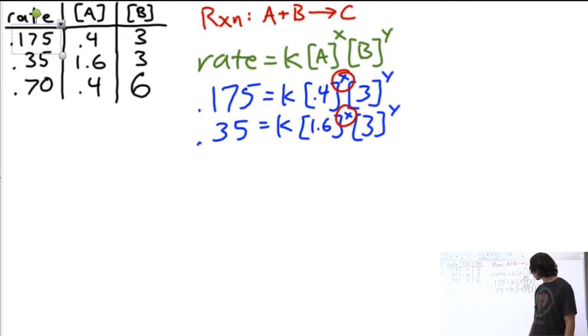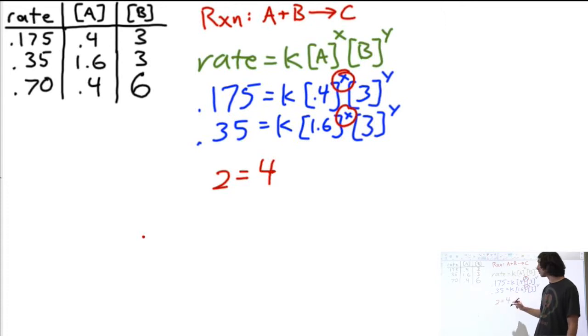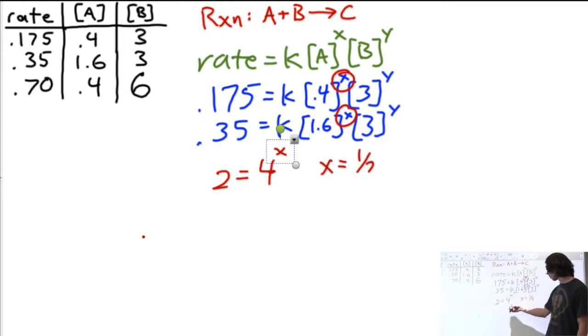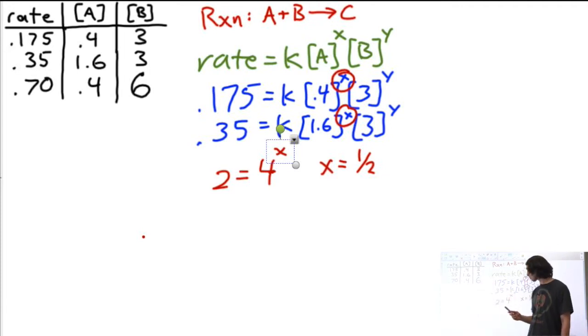You can do that mathematically by saying that the rate doubled, it was multiplied by 2, and that doubling was due to this quadrupling of this concentration of A raised to some unknown exponent. So 2 equals 4 to the x. What is x? X equals 1/2, because the square root of 4 is 2. So let's do that for the second line in this equation.